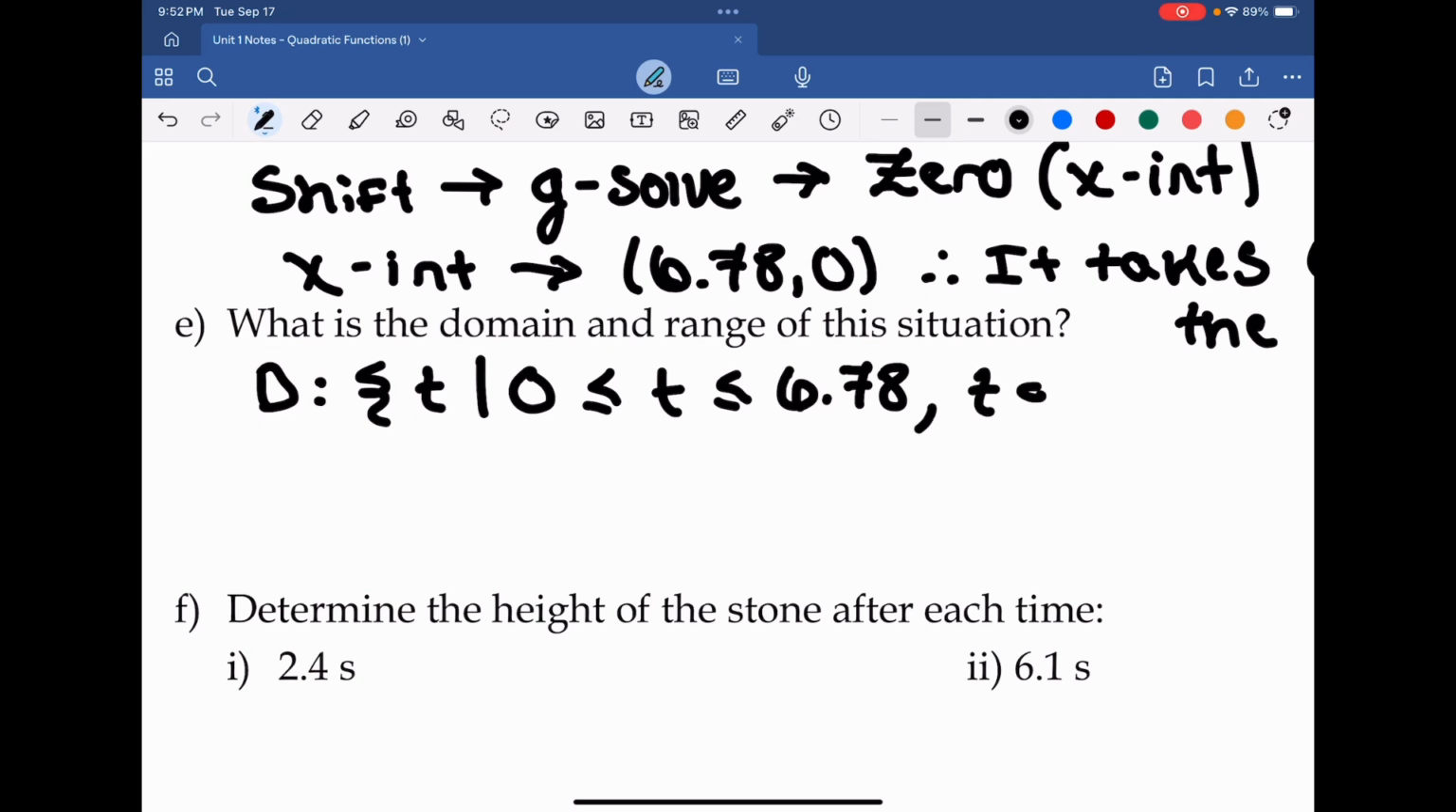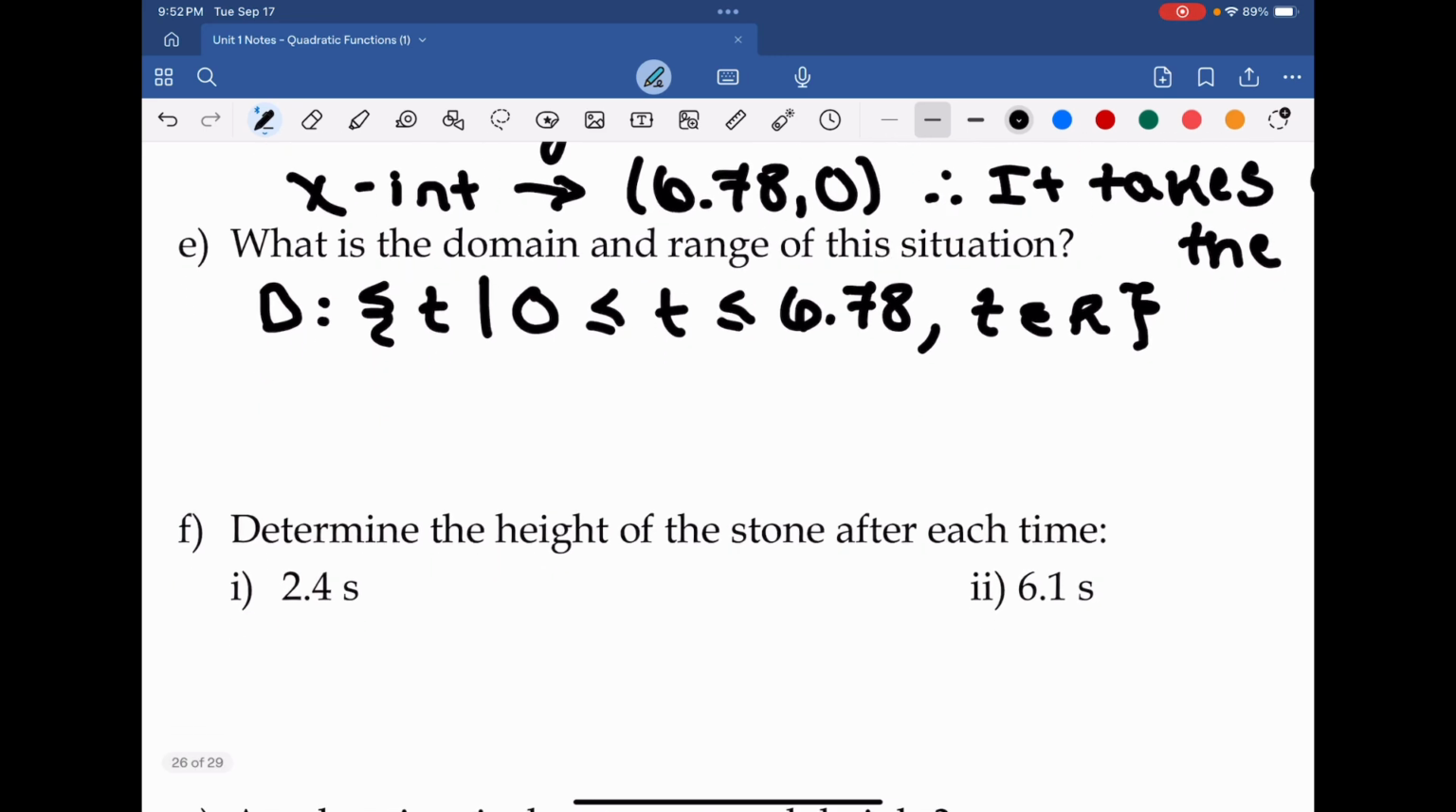As long as it's between there, the time can be any number that is in the real plane, because realistically there's an infinite number of ways to break this continuous graph apart, or break apart the continuous time.